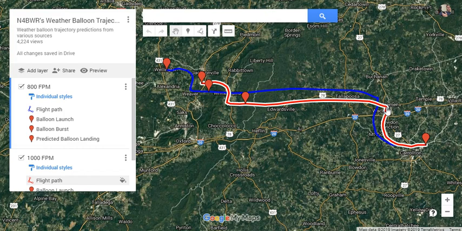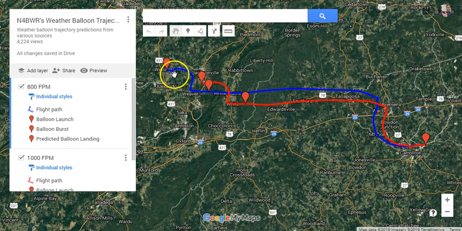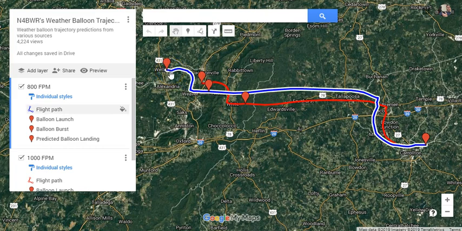So there will still be some adjustment on the fly while we chase. Even if we, for example, specifically nailed it down and got the 800 feet per minute ascent rate that we want, we may not land where the 800 feet per minute prediction says because we may burst sooner or later than the prediction.